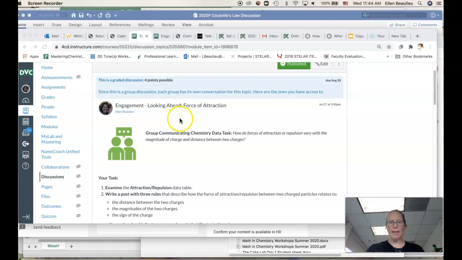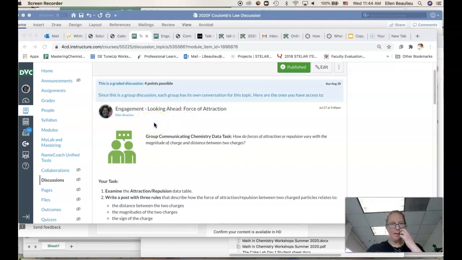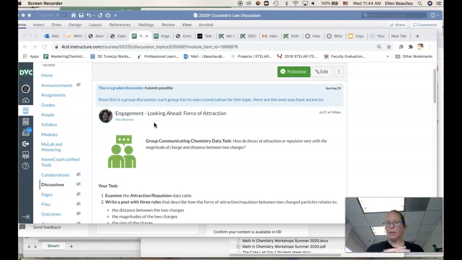Here's your Canvas page, and this is going to be a discussion assignment, and this is a group discussion. You've been put into groups for the first part of the semester. You're going to be working with the same people for the first 5 weeks or so, so get to know each other. These are the same people you're going to be working with in the synchronous sessions until I switch up the groups around week 6.